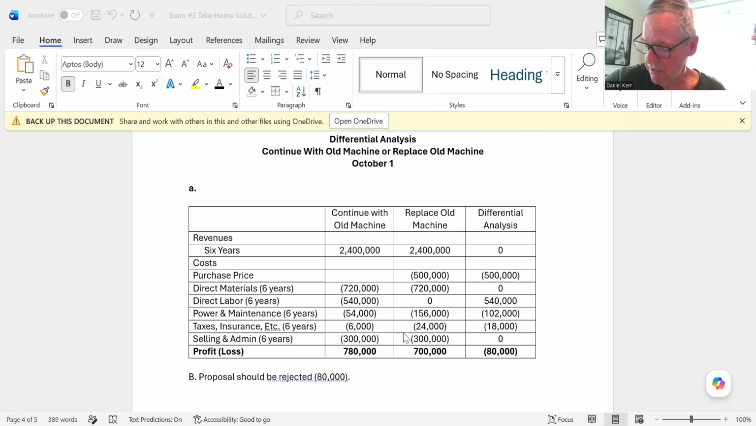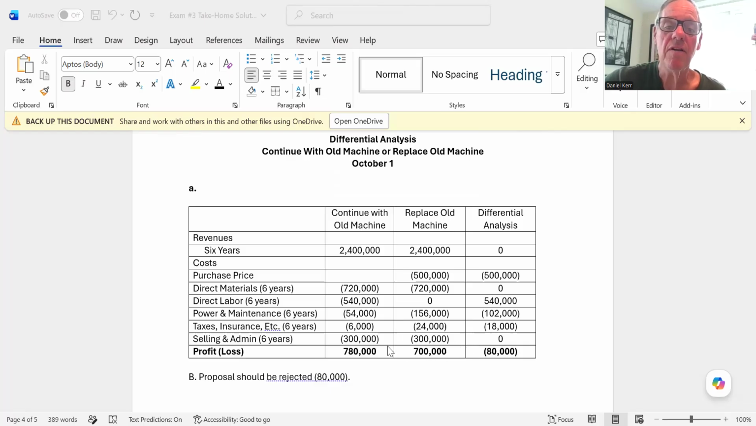Taxes, insurance, etc., had been 1,000 under the old machine. 1,000 times 6 gives us 6,000. With the new machine, it's now 4,000. So 4,000 times 6 gives us 24,000. So the delta there is an $18,000 reduction as a result of replacing the old machine. Selling and administrative expenses are the same under both.